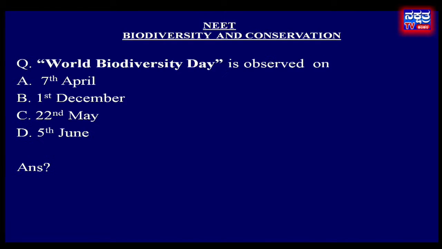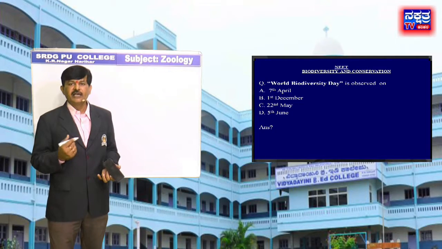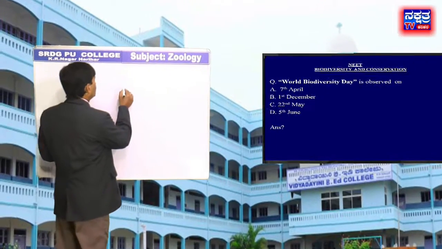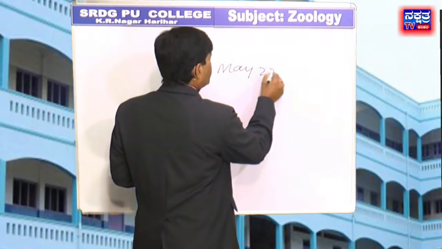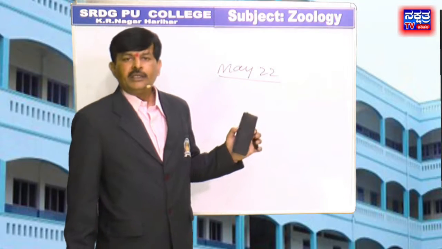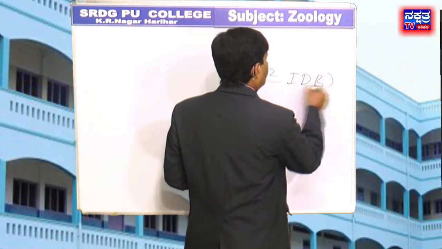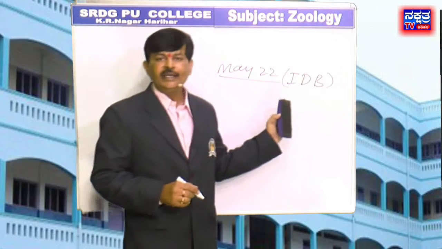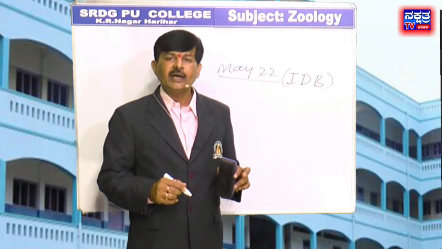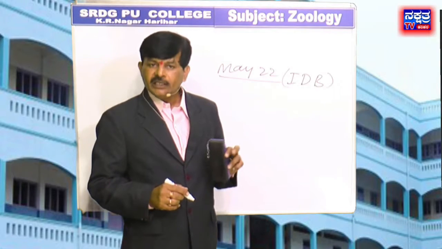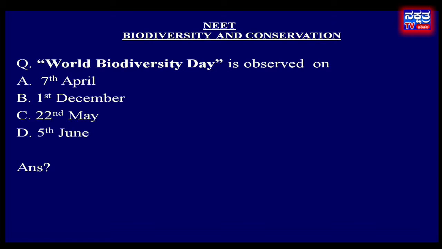Move to next question. World Biodiversity Day is observed on option A 7th April, B 1st December, C 22nd May, D 5th June. The United Nations has proclaimed May 22nd the International Day for Biological Diversity, that is IDB, to increase understanding and awareness of biodiversity issues. Therefore, in the given option C, 22nd May is the right answer.